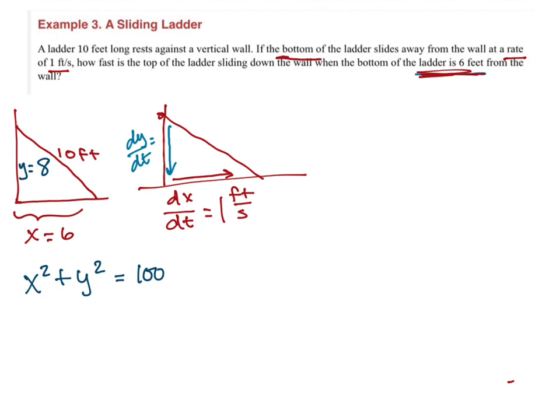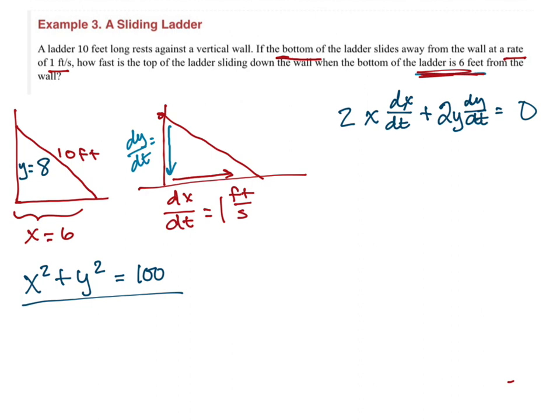How might we go about finding dy/dt given this situation, this relationship? I don't know where I'm going to get that stuff. Differentiate. Here's where the calculus comes in. We find dy/dt by taking the derivative of our relationship here with respect to time. So I'm going to differentiate each term. If it's x squared, what's the derivative? 2x dx/dt plus 2y dy/dt equals 0. Everybody okay so far? Okay.